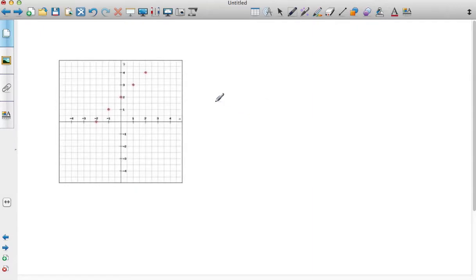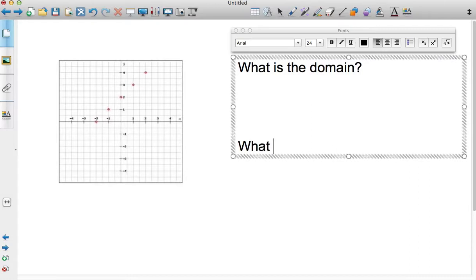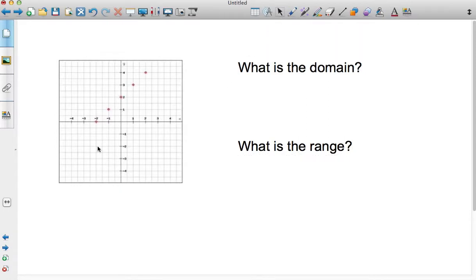Example 1. I would like to know what is the domain and what is the range? First off, if we take a look at this graph, it's a little bit different. It does look like it's linear, however, it's not connected, so we don't need to worry about the points in between.